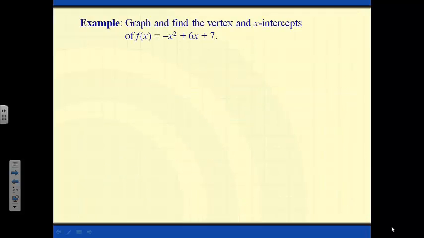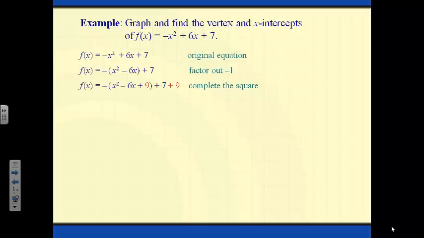Let's do one more. So I'm going to graph and find the vertex and the x-intercepts. Remember, put parentheses around the x squared and the negative 6x, and then I'm going to factor out the -1. Now, look at the 6x. Half of 6 is 3. 3 squared is 9. So I'm going to add 9 on the inside. However, with the negative on the outside, I'm not really adding 9 to the problem. I'm subtracting 9. So therefore, I have to add 9 in order to maintain balance. Next up, factor and put in standard form.